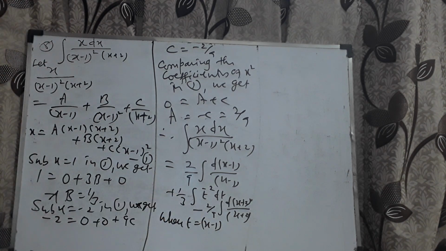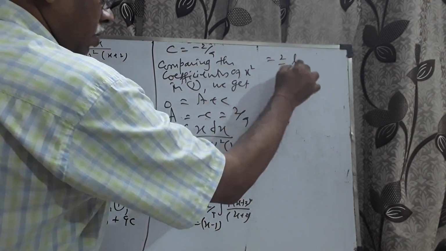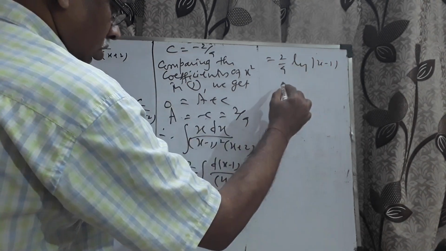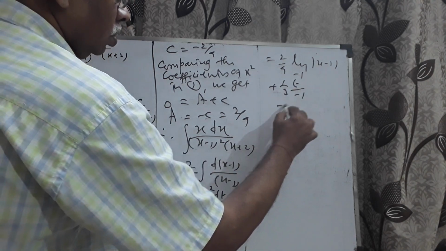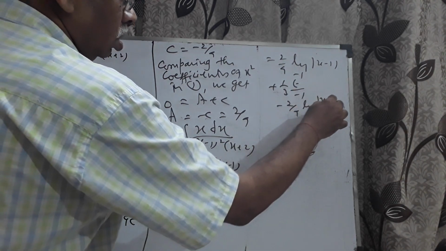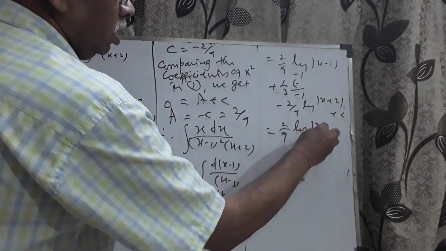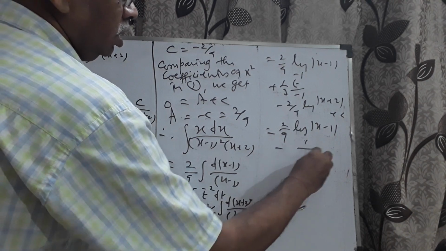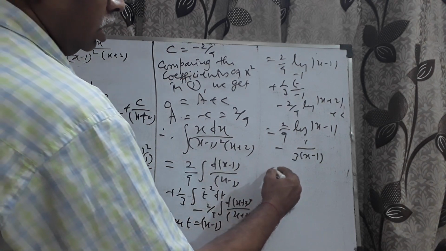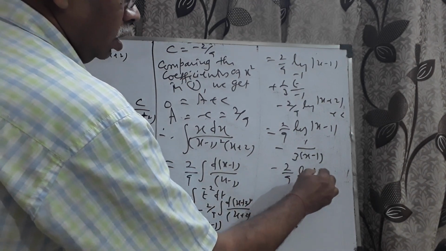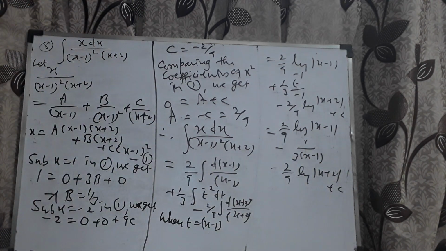For the second part only, I use substitution for you to understand. Which is 2 by 9 log mod (x minus 1) plus 1 by 3 into t power minus 1 by minus 1, minus 2 by 9 log mod (x plus 2) plus C. Therefore, the whole lot becomes 2 by 9 log mod (x minus 1) minus 1 by 3 into (x minus 1). Then finally, I end up with minus 2 by 9 log mod (x plus 2) plus C, which will be the final answer.